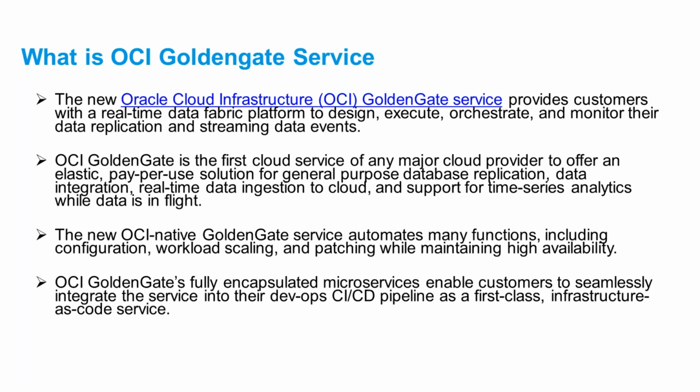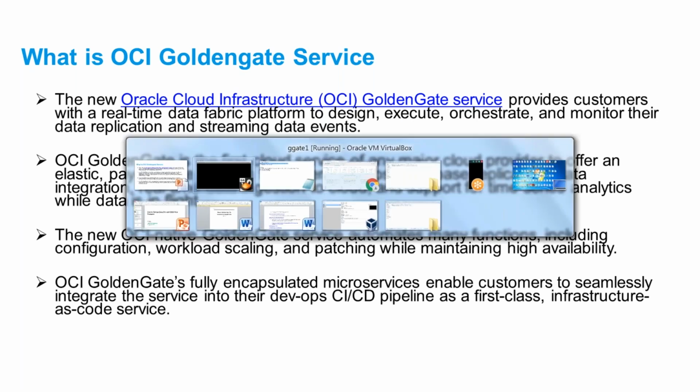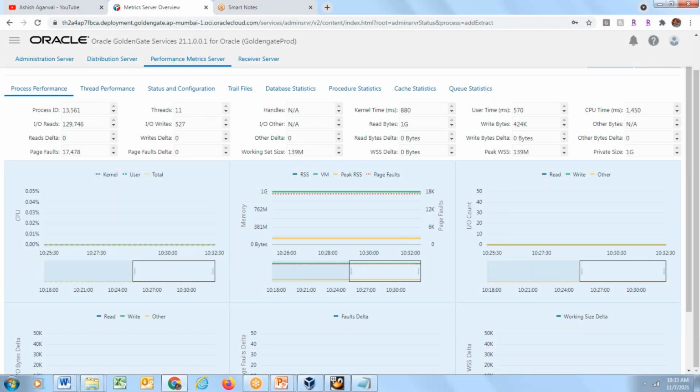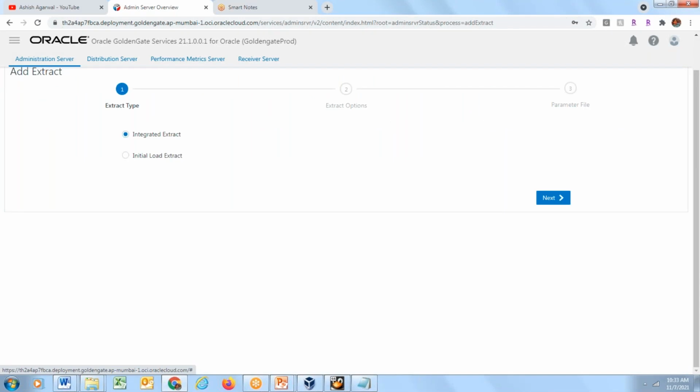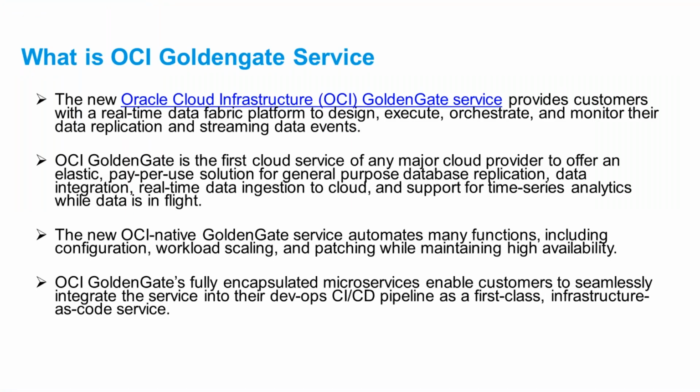The new OCI native Goldengate service automates many functions including configuration, workload scaling, and patching while maintaining high availability. So what happens in this case is, you see this Goldengate environment. This is Goldengate OCI. The server is managed by Oracle itself. It's not on-prem right now. It's a Goldengate service on OCI. So I only have GUI access to this. However, the server is managed by Oracle.